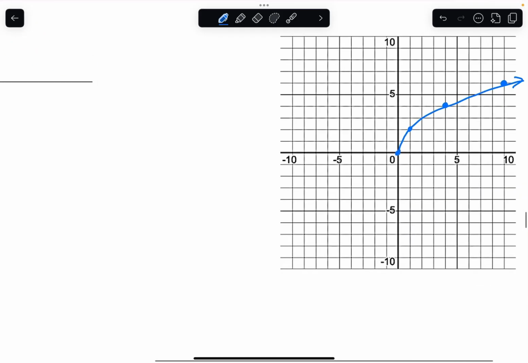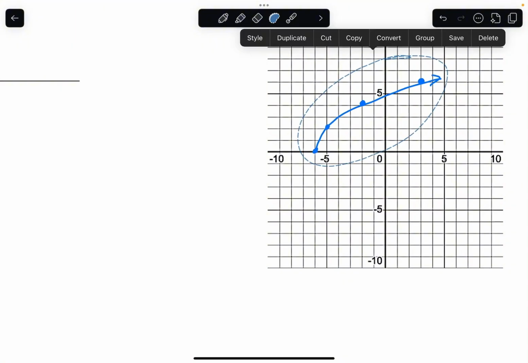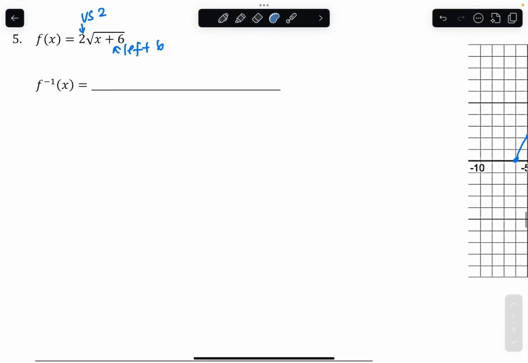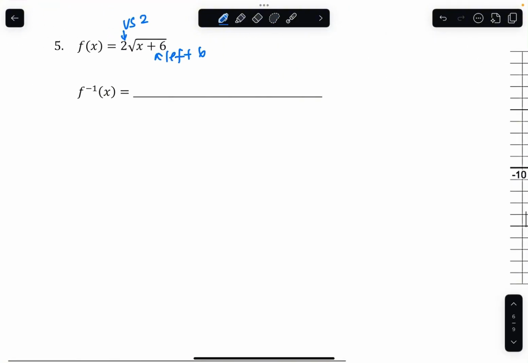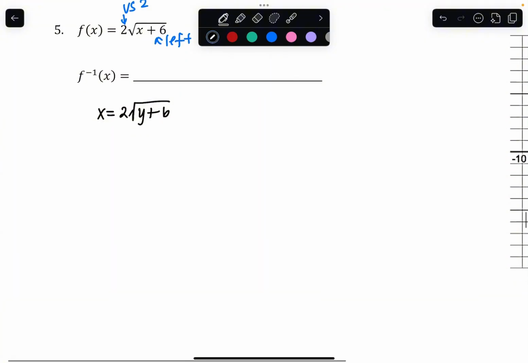So now we just need to move this to the left 6. So instead of being at (0, 0), it's at (-6, 0). Okay, finding the inverse, switch x and y, and then resolve for y.